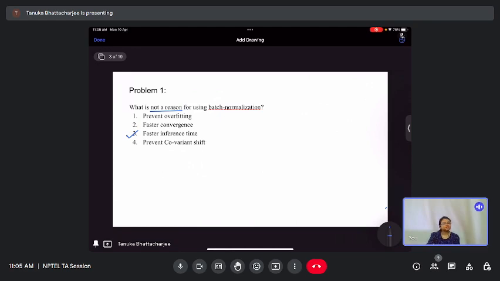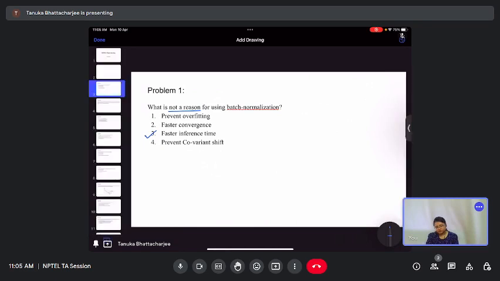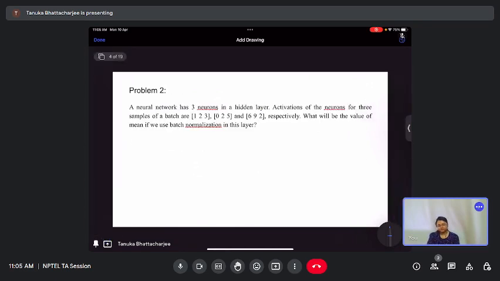But it does not help in faster inference time, because at inference time, all the layers that were there will still be there. Along with that, this batch normalization also has to be done. So there is no benefit in terms of faster inference time. But the rest of the three will of course be achieved. Moving on to the next one.